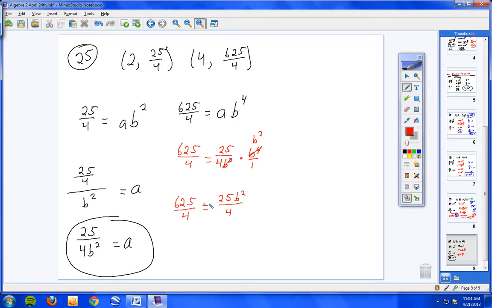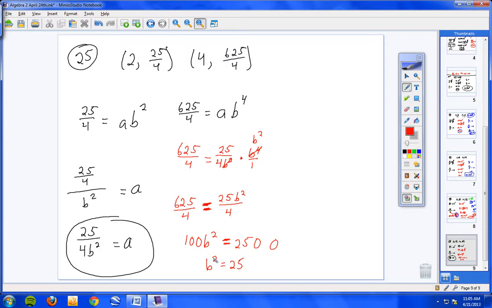Remember, when two fractions are equal, we can real quick cross multiply. So I can take 4 times 25 over b squared, and I would get 100 b squared. Then I can take 625 times 4, and I would get, I'm doing it in my head, 2500. Better check that real quick. Yep, 2500. Whenever you have two fractions that are equal, you can cross multiply and set them equal. So I've done that. Now divide both sides by 100, and you will get b squared equals 25.